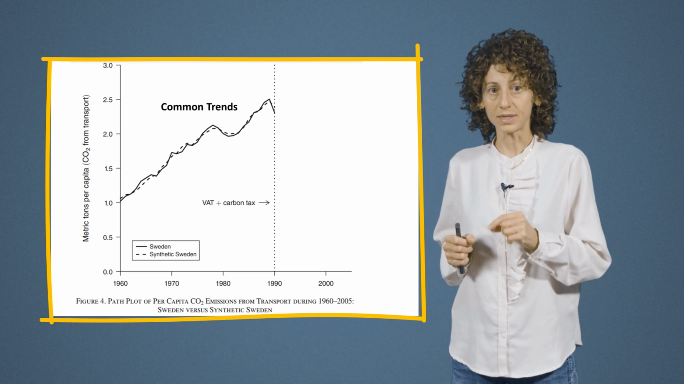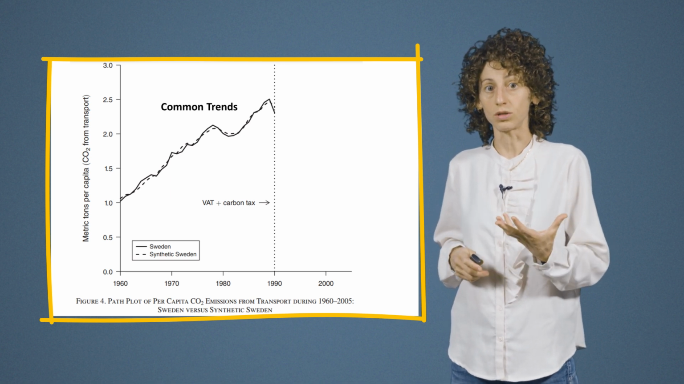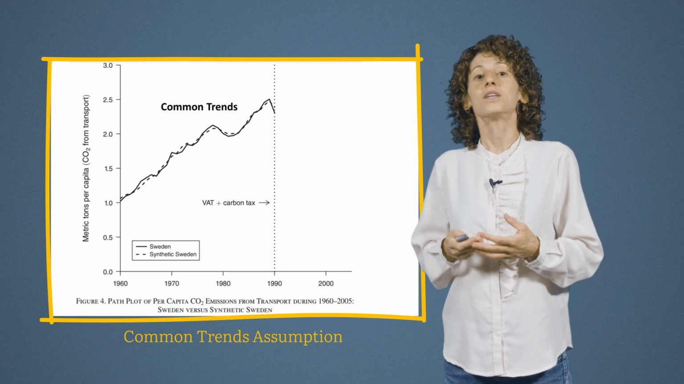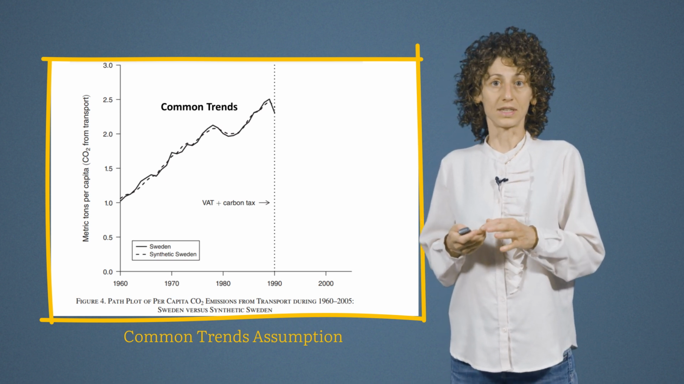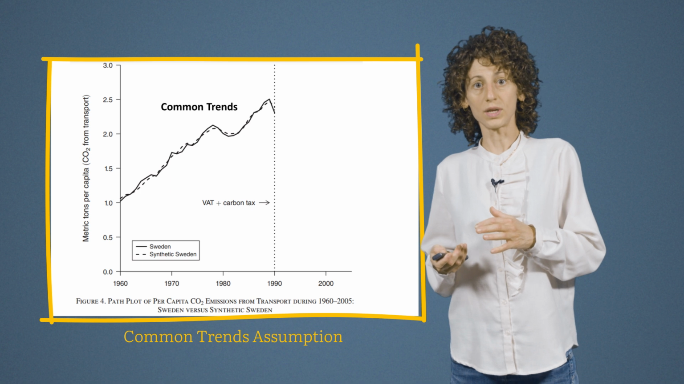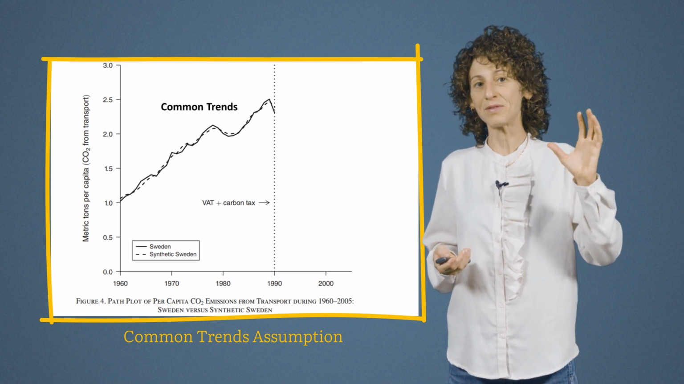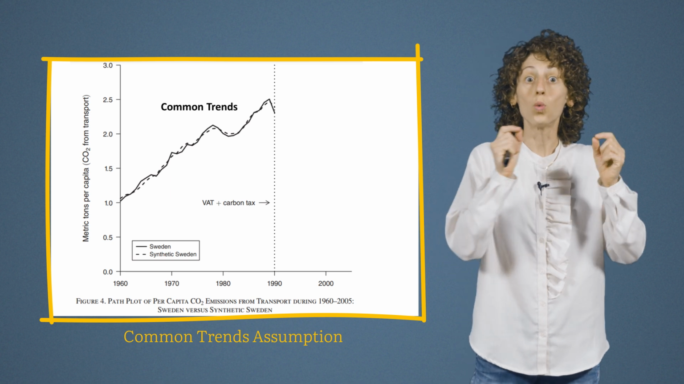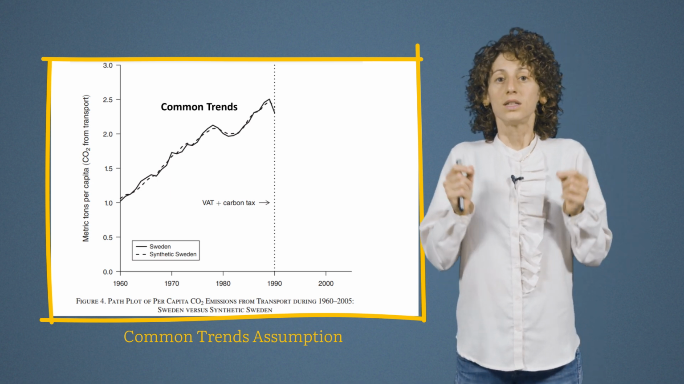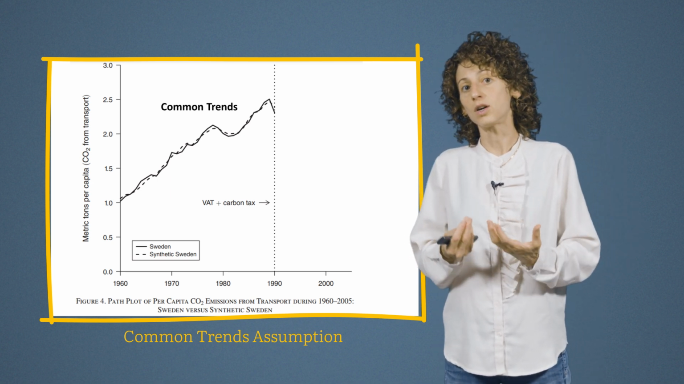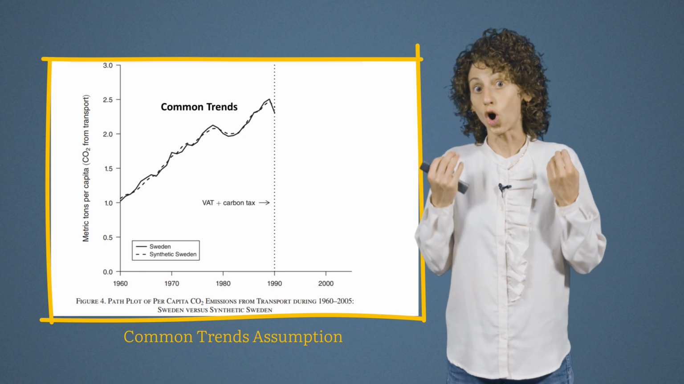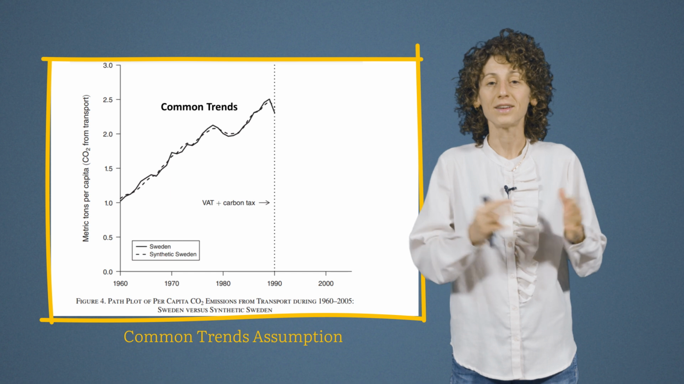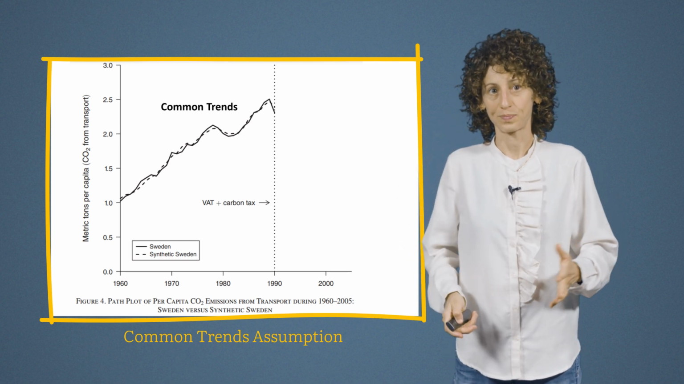Now here comes the key assumption of the method, the common trends assumption. This requires that the trends for the synthetic Sweden and actual Sweden were very similar before the tax and would have remained similar without the tax. This is a key aspect of the synthetic control method. So, the only difference between Sweden and the synthetic Sweden is the carbon tax.